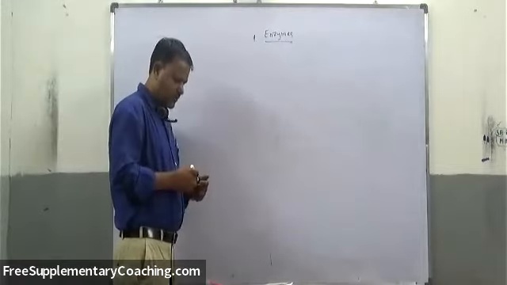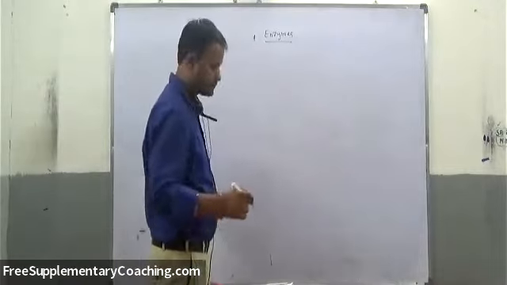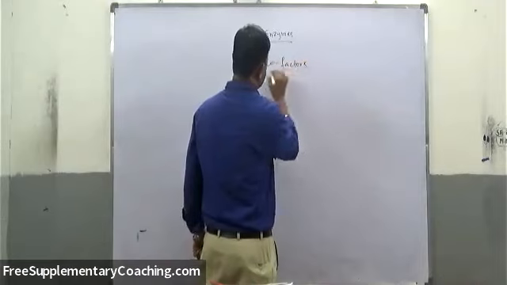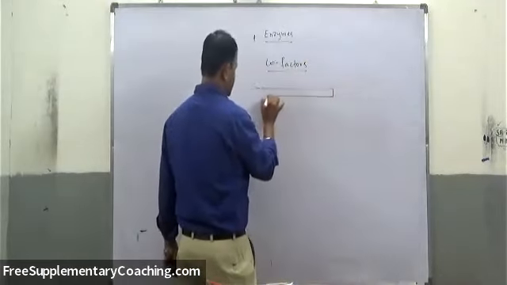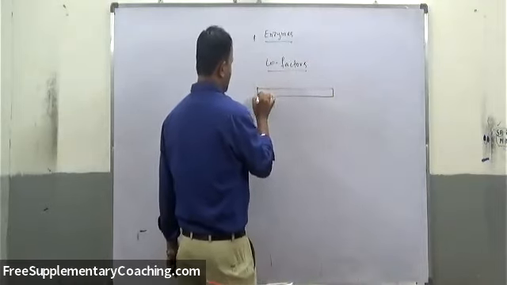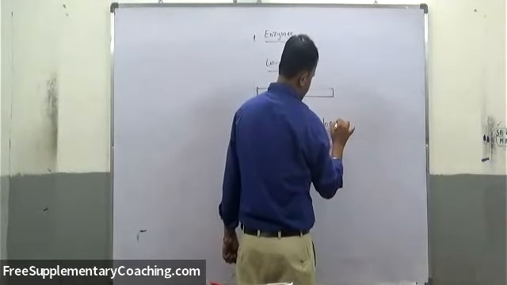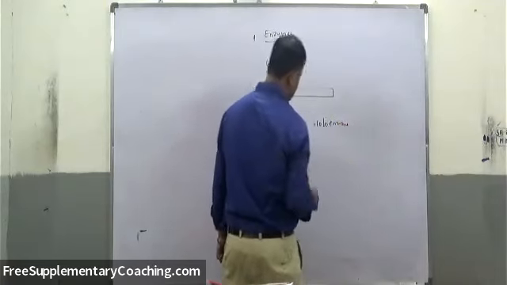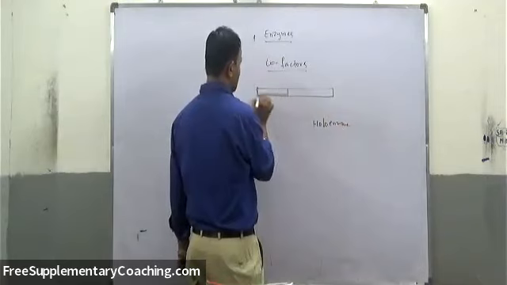So first, what is the cofactor? Cofactors. Now, these are the enzymes. Which enzymes are holoenzymes? Holoenzyme consists of what? Two portions.